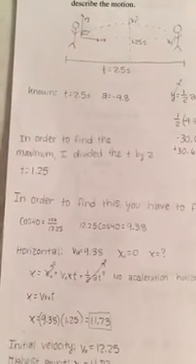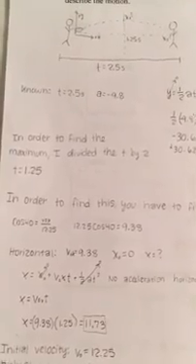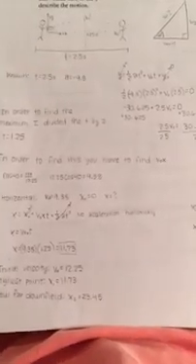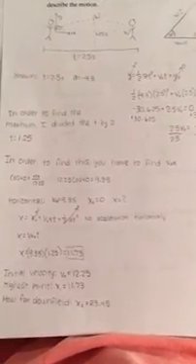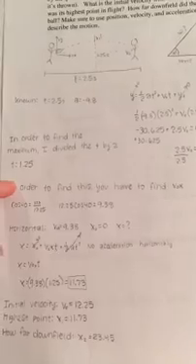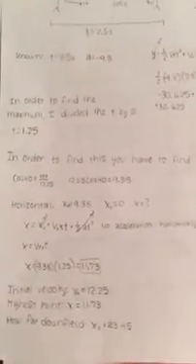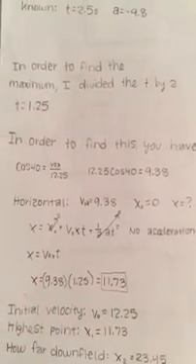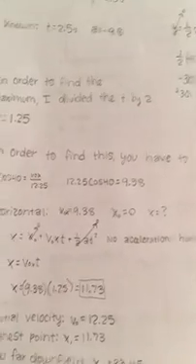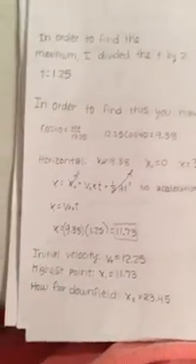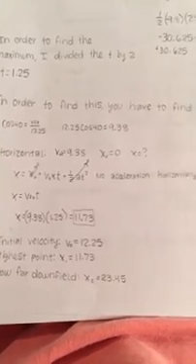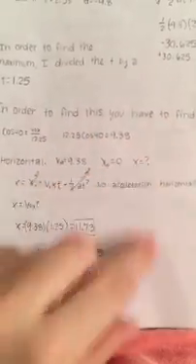And then in order to find the maximum, I divided the time by 2, so the time is now 1.25. And then you have to find the V initial of X in order to find the maximum height. So I did the cosine of 40 equals V initial X divided by 12.5. And then I got the horizontal equals 9.38.